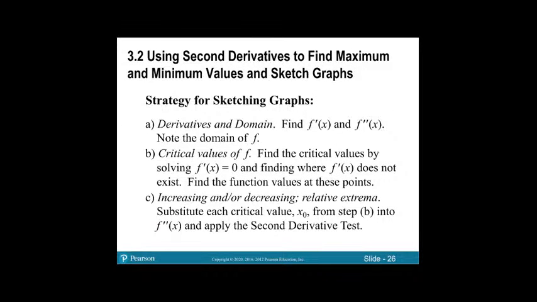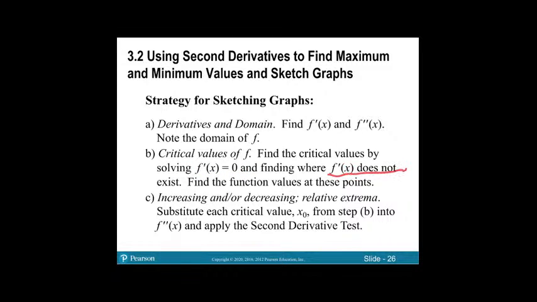Okay, so let's go through this strategy for sketching graphs, right? Because it gives us a methodical way to approach these. So first we determine the derivatives and domain, find f prime and f double prime, and then note the domain of the original function. Then we can look at the critical values. The critical values are found by solving f prime equal to 0 and finding where f prime does not exist.